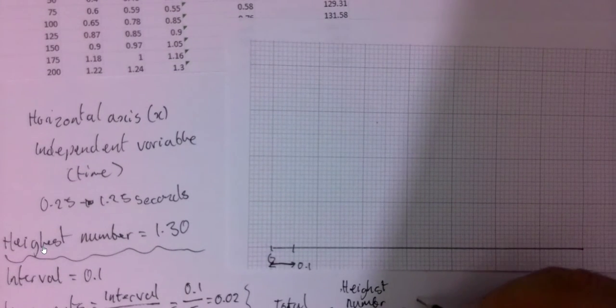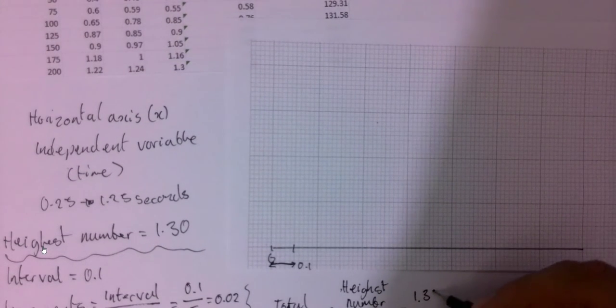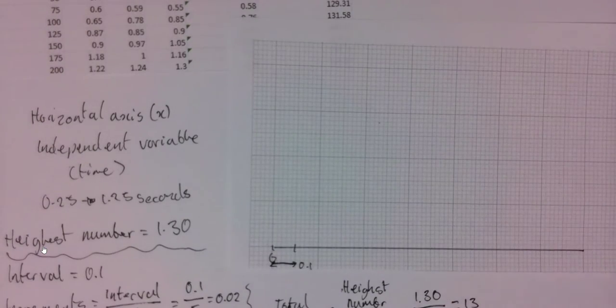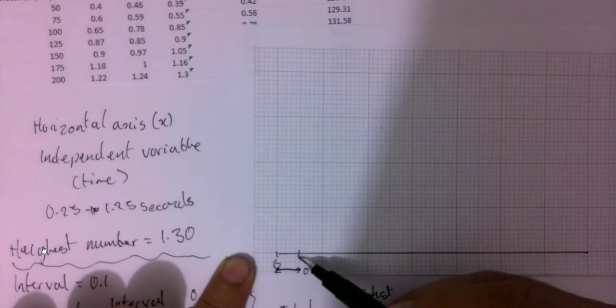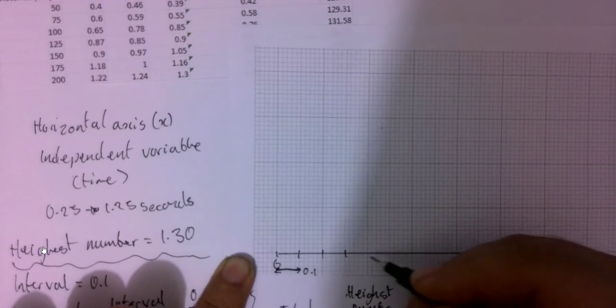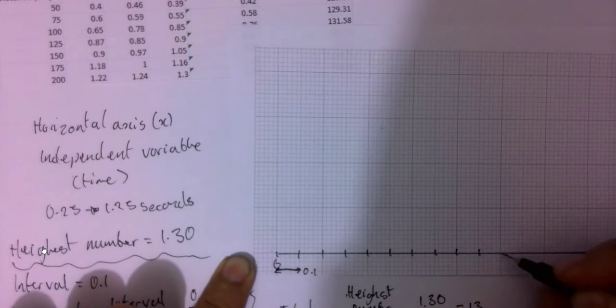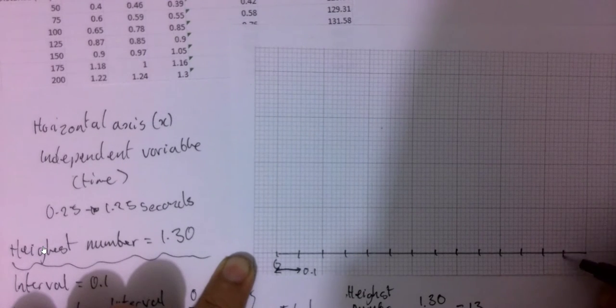So that is 1.30 divided by 0.1, that gives me 13. I need 13 intervals. So let's have a look. So I got 1, 2, 3, 4, 5, 6, 7, 8, 9, 10, 11, 12, 13.